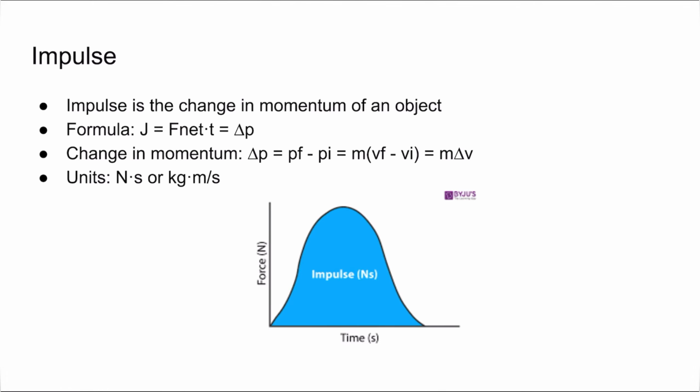Impulse is the change in momentum of an object, and the variable which it stands for is j. There are many different formulas for impulse, but the main ones are F net times time and change in momentum. I listed different ways you can solve for change in momentum: final momentum minus initial momentum, mass times final velocity minus initial velocity, or mass times change in velocity. The units for impulse are either newtons times seconds or also just kilograms times meters per second.